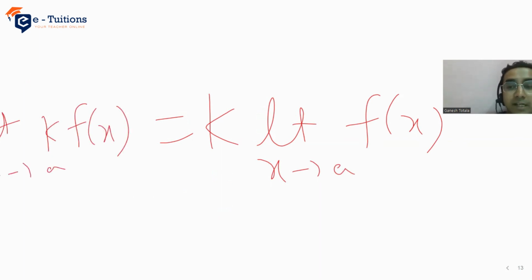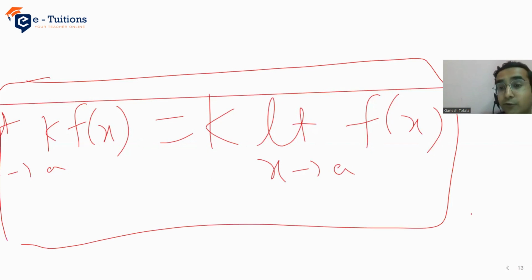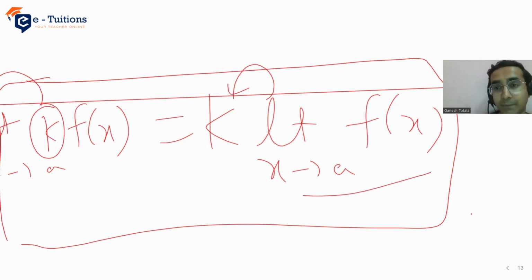So from this formula, we come to know that for the limit of a constant into a function, we take the constant as it is outside the limit and just take the limit of the function as x is tending towards a. So I hope the basic limits and basic theorems on limits are understood.